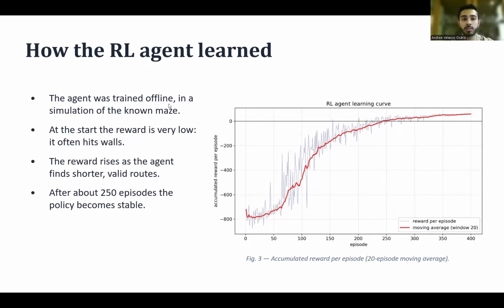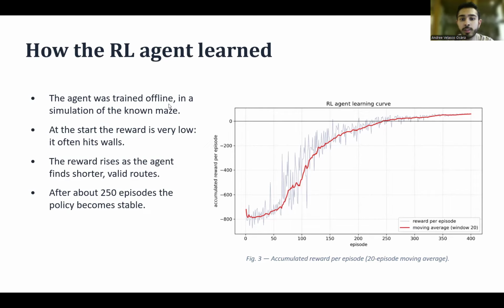So, what did I find most valuable about reinforcement learning? First, I liked how the agent discovers the policy by itself from a very simple reward: a small cost per step, a penalty for crossing a wall, and a big reward for reaching the goal. And you can see this in the learning curve on screen. At the start, the reward is very low, and then it rises and becomes stable as the agent finds good routes.